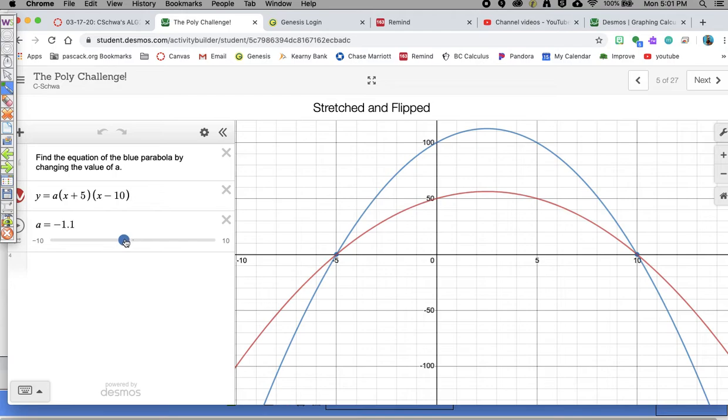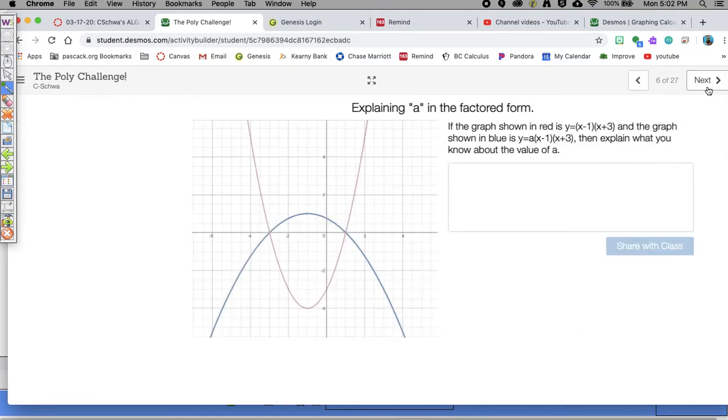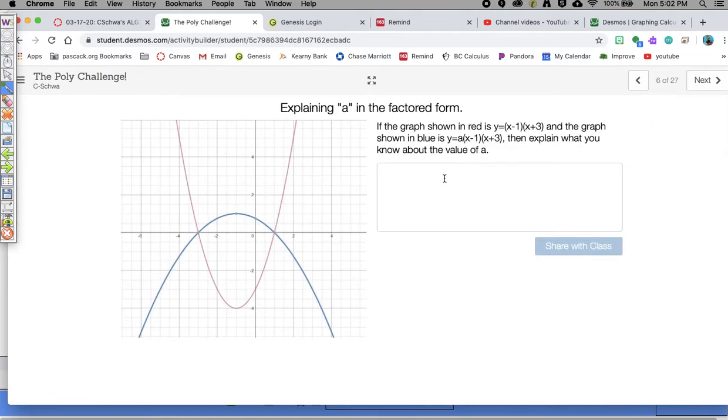Moving along, over here, this one is in blue, so I'm going to have to flip it. Oh, I see, it's backwards. So you can tell that A is going to be negative, and we should have known that as it was going down. You can see how A is a factor in all of these. It's saying if the graph in red is y equals blah, blah, and shown in blue is blah, blah, then explain what you know about the value of A.